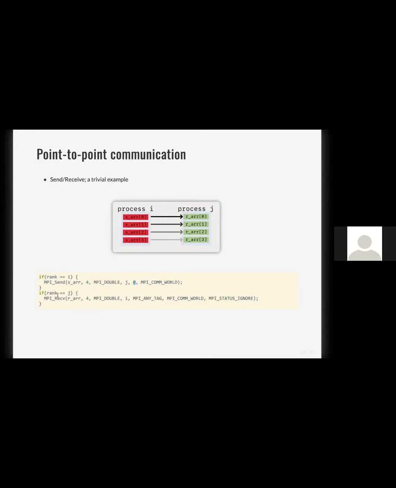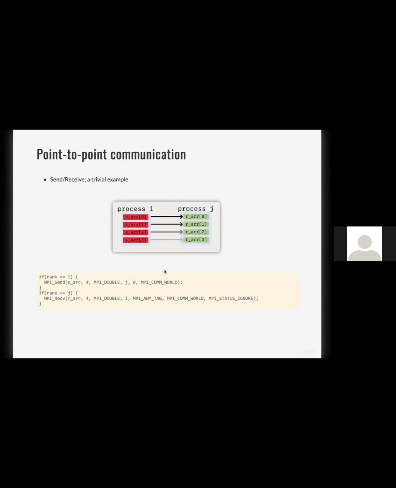And then if my rank is J, I need to call an MPI receive. I need to call a receive array, 4 elements, double. And then the source rank is I, and accept any tag and ignore the status. Good. So that's how you would trivially use MPI send and MPI receive. We have an example that we will see where this is done in a bit more detailed, let's say, way, not so simple.